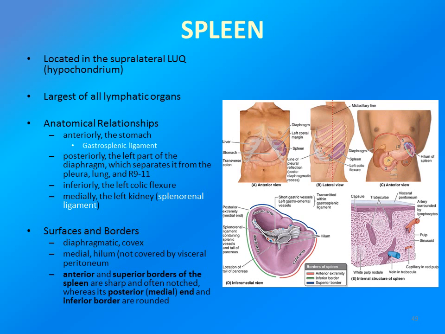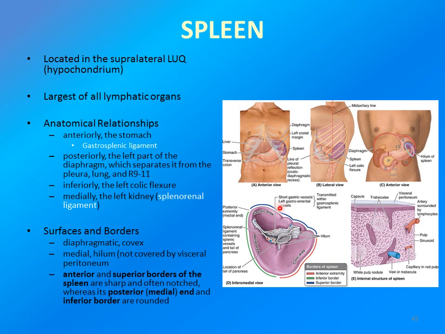And it has several anatomical relationships. For example, anteriorly, it is associated with the gastrosplenic ligament. Posteriorly, the left part of the diaphragm, inferiorly, the left colic flexure, and medially, the left kidney, via the splenorenal ligament. It also has surfaces and borders. Its diaphragmatic surface is convex. Its medial surface has a hilum that's not covered by visceral peritoneum, and it has borders.